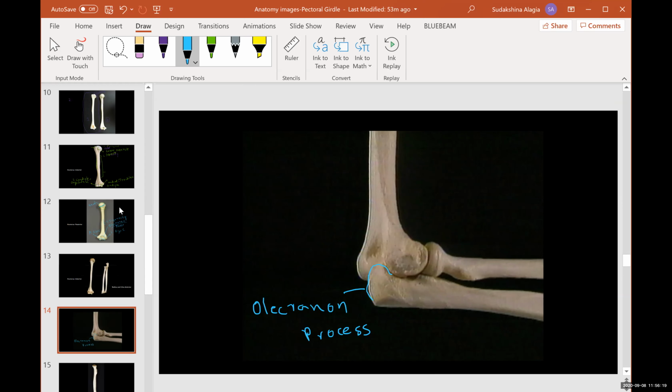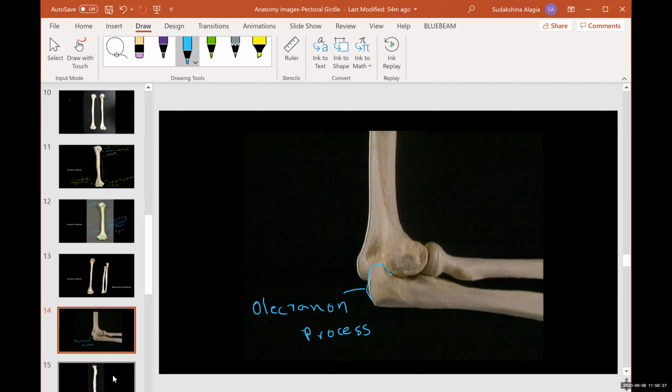I see the chat flashing. Is there a question that I need to answer? Okay, so let's move on. Sorry, let's look at the ulna. Okay, you have a question?